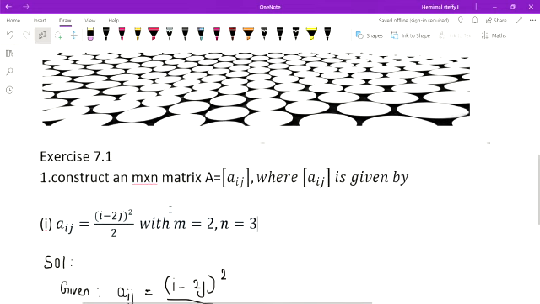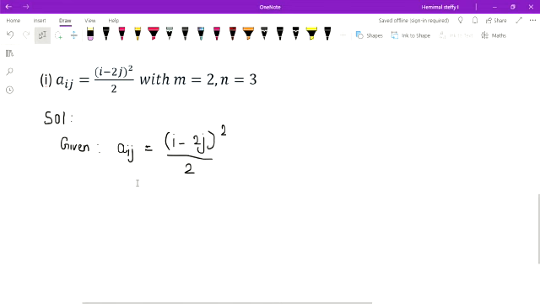We are going to learn exercise 7.1, first Roman letter. Construct an M by N matrix A equal to Aij, where Aij is given by. Ij represents the elements of the matrix. M represents the number of rows and N represents the number of columns. First I am writing the given Aij.